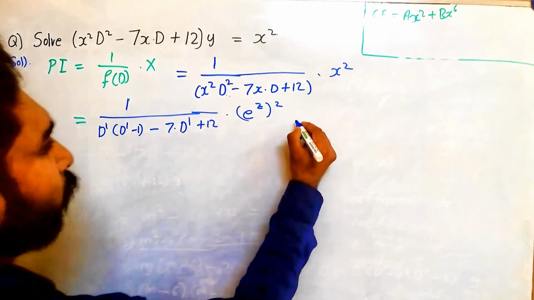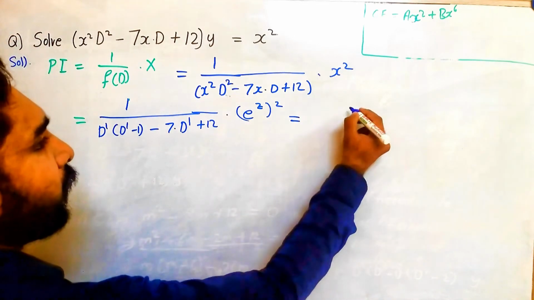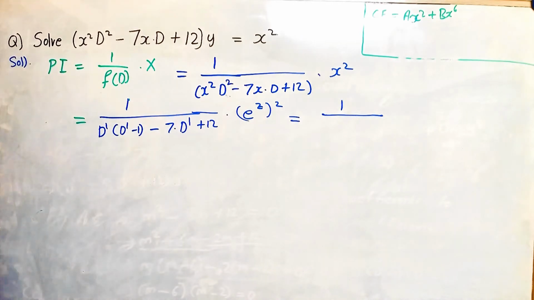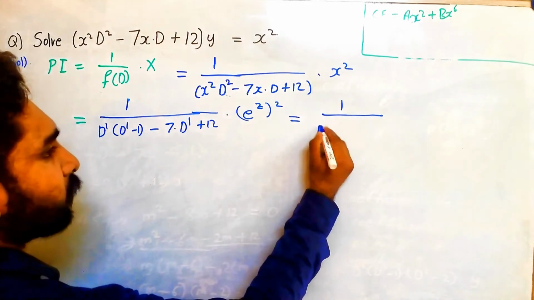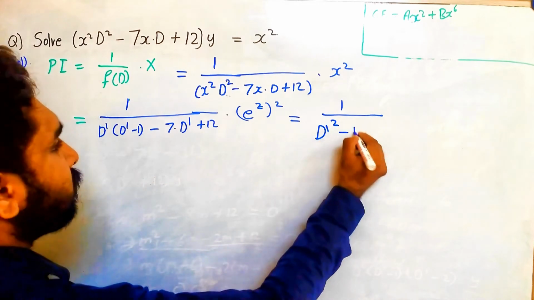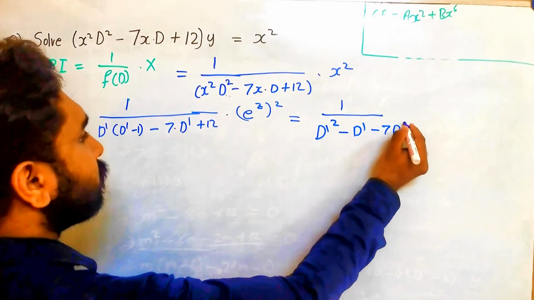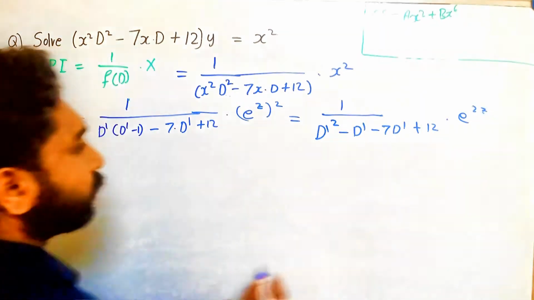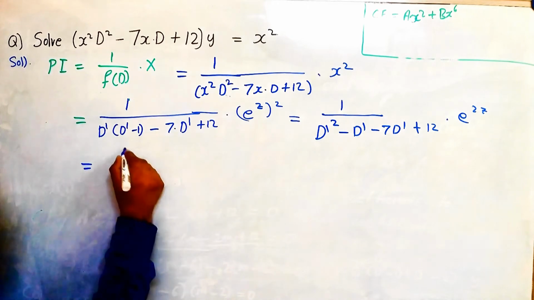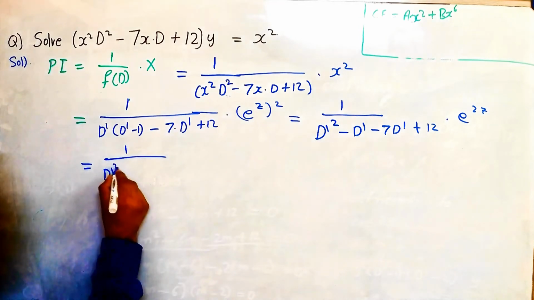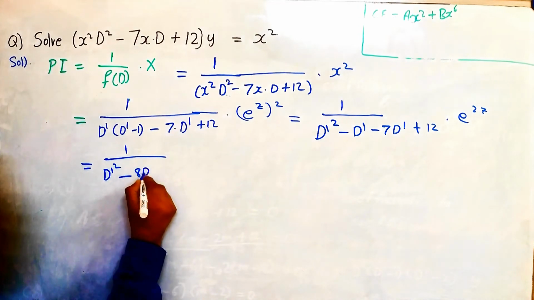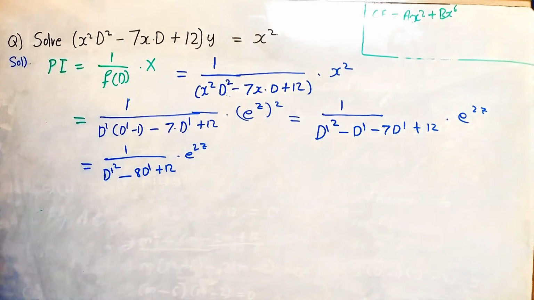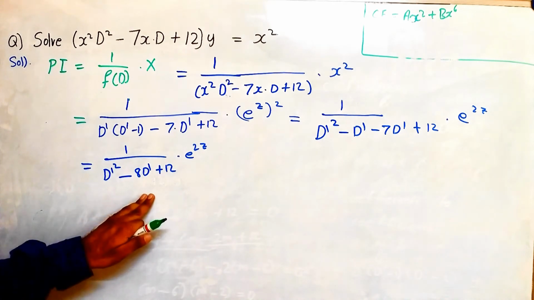Now, by going on solving, 1 by d dash into d dash minus 1. So what we get the value? It is d dash square minus d dash minus 7d dash plus 12 into e to the power of 2z. That is equal to 1 by d dash square minus 8d dash plus 12 into e to the power of 2z. Fine. Now we got this in this format.